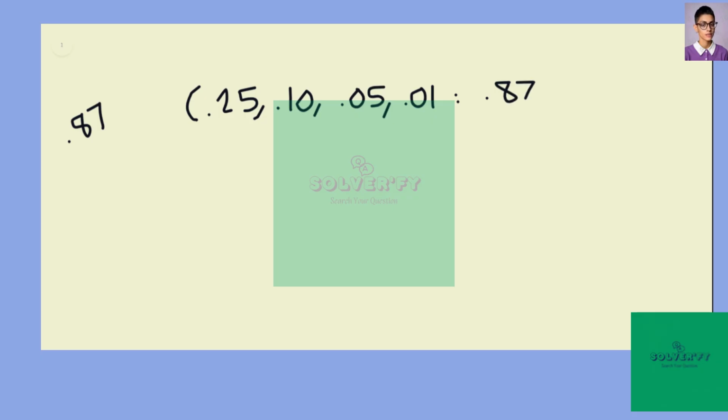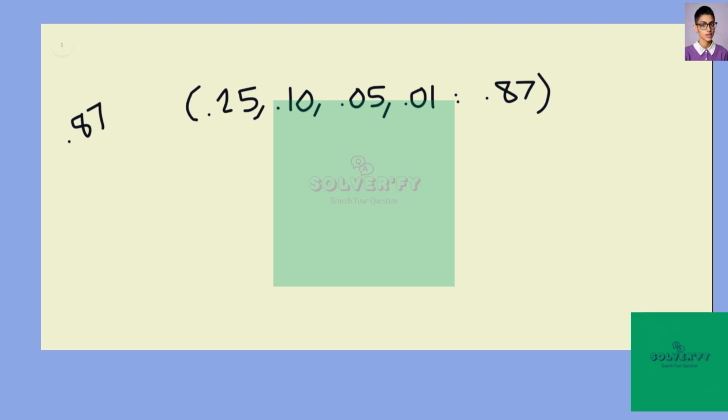All right, so we're going to use the cashier's algorithm to make change of 87 cents. For our input, we are working with the standard American coins here: a quarter, a dime, a nickel, and a penny. And our other input would just be the goal change of 87.